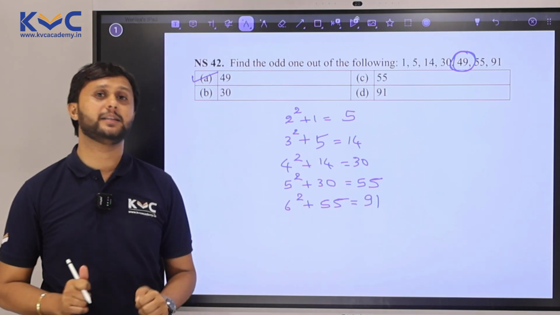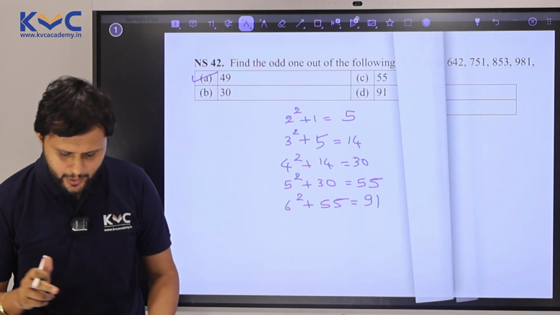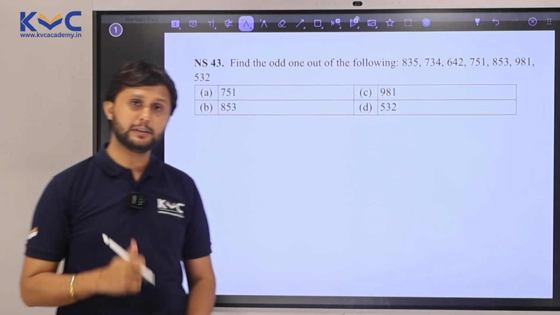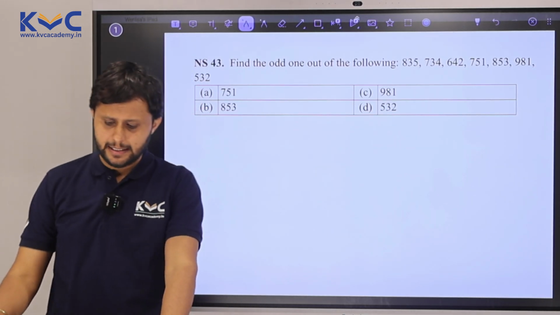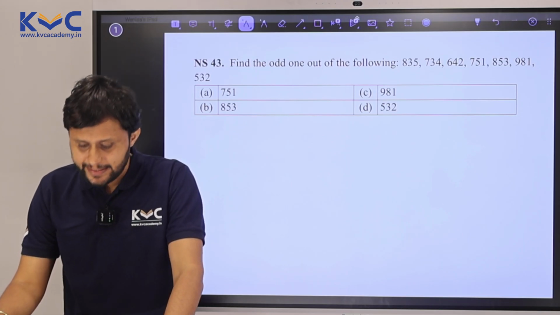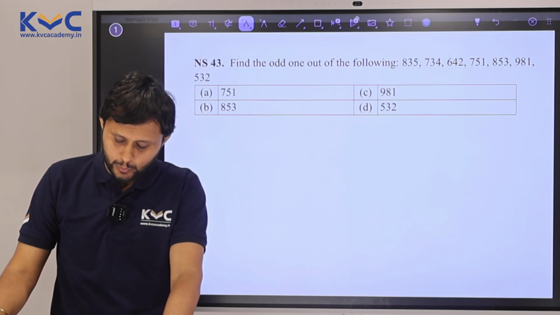One number was extra, which is 49. Moving on to the next question. Question number 43. Here we have 835, 734, 642.